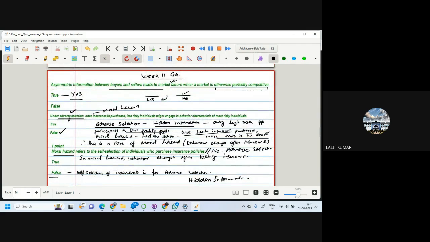So with that, we come to week 11 GA. Asymmetric information between buyers and sellers leads to market failure when a market is otherwise perfectly competitive. So this is straight away from the lecture. The market will definitely fail. Why? Because there will be two types of products, one high quality and another low quality. Slowly, the high quality goods will start vanishing from the market, and the market will fail.